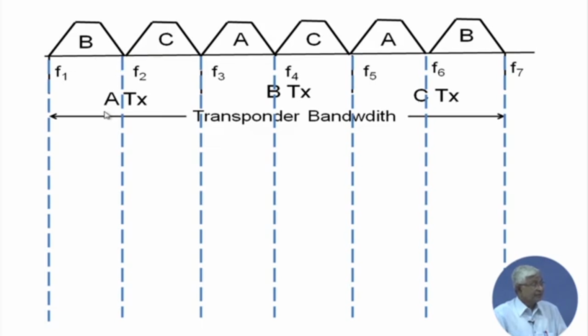So, A is transmitting for B and C, at the transponder it is occupying F1 and F2 center frequency. Similarly, B is transmitting traffic for A and C. Obviously, B is not transmitting for himself, it will be transmitting for others. So, it is F3 and F4, and C is transmitting F5 and F6 for A and B stations.